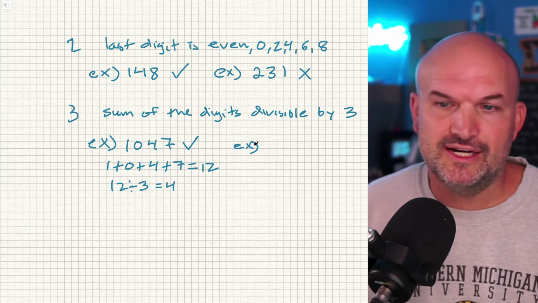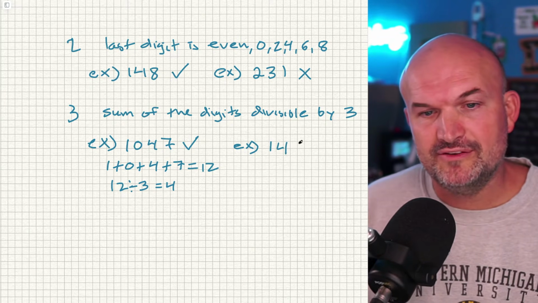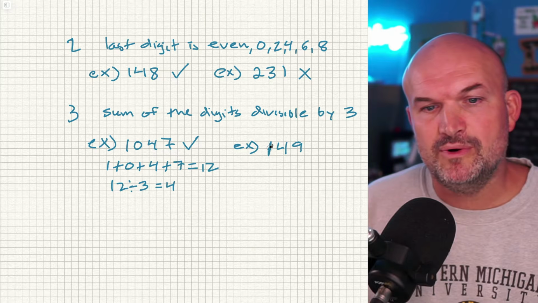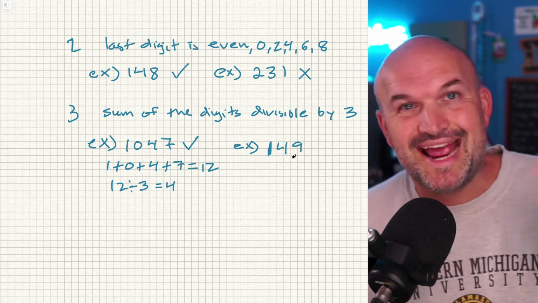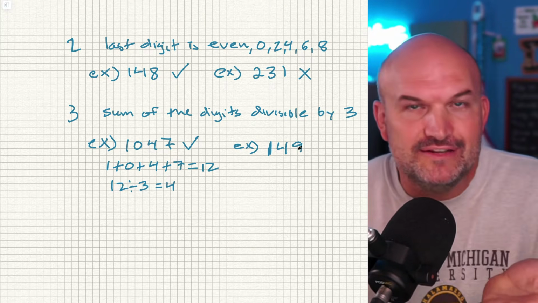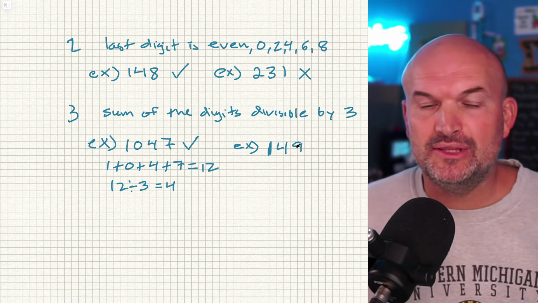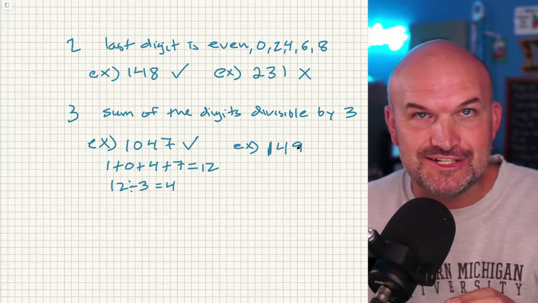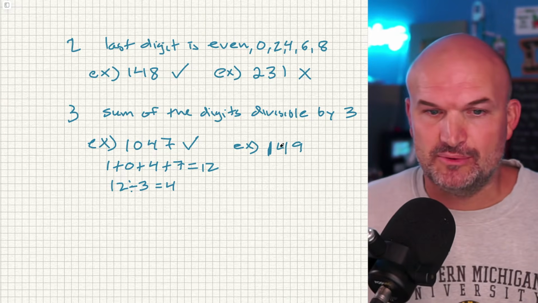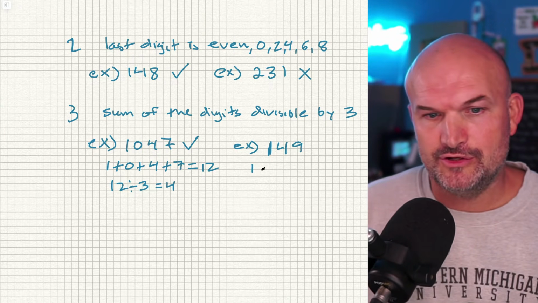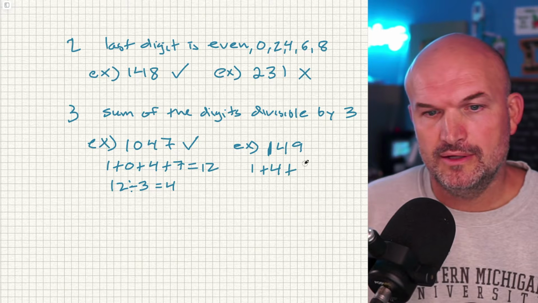Now let's take a look at another example. What if I had 149? This would be a confusing one because a lot of students will look at the last digit and say, hey, I know that 3 evenly divides into 9, so this is probably divisible by 3. But again, the divisibility rule says to add the digits up and make sure that number is divisible by 3. So if I do that, I do 1 plus 4 plus 9.